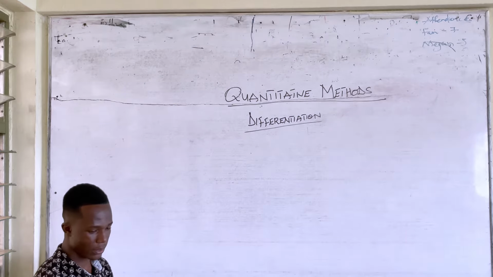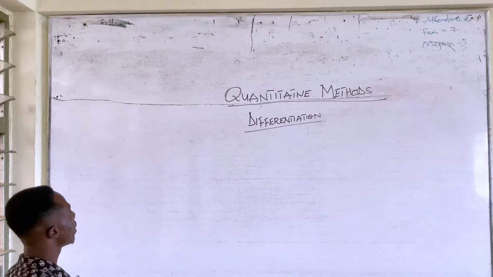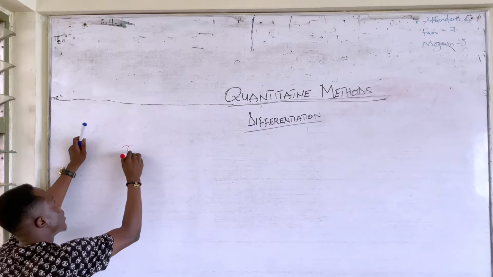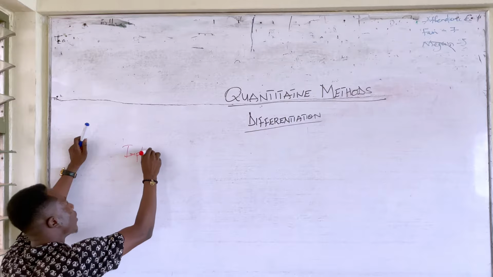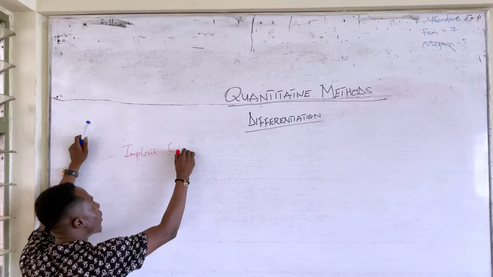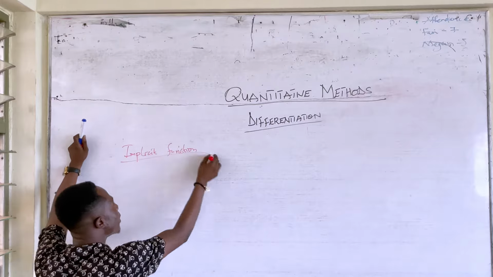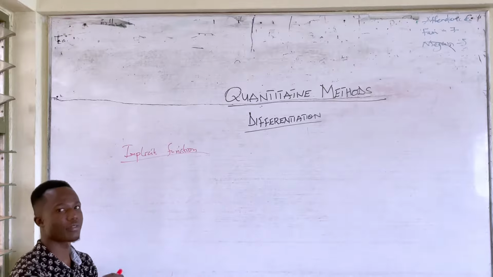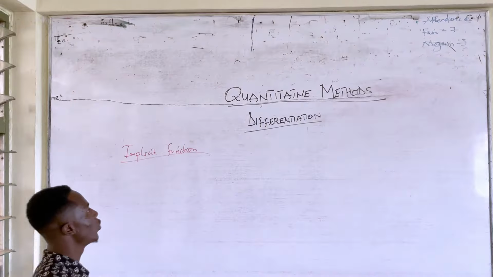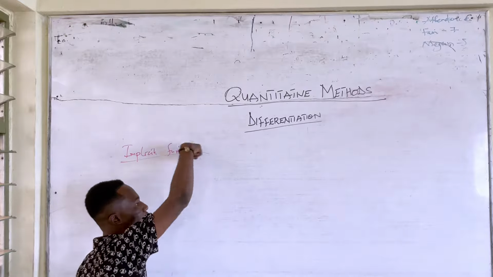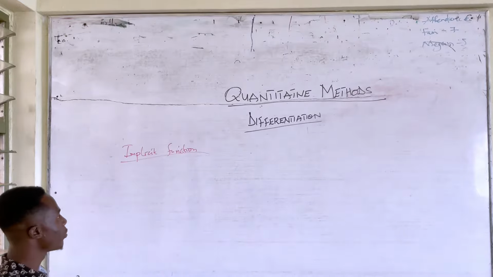Implicit function. I think we are left with three. So we have implicit function. Implicit function simply means a function within another function. Do you get it? You have a function, but within that function, you also have other functions. I hope you get that.